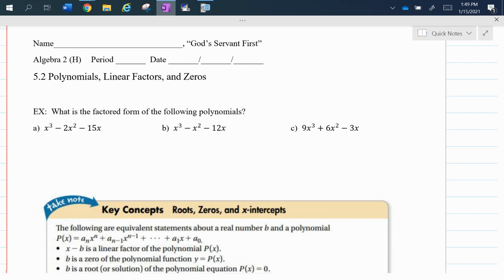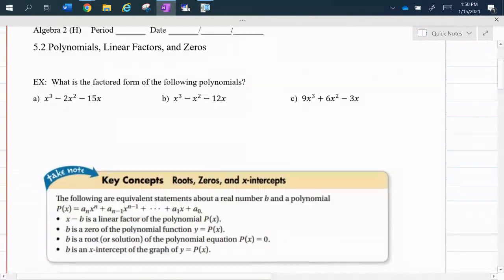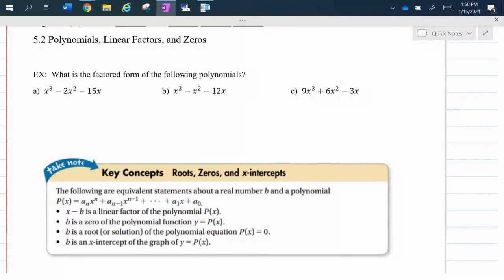We're going to talk a little bit about the relationship between polynomials and their roots and how the factors and the zeros are all related. So before we talk about the relationship, let's remind ourselves a little bit about factoring. I always want to look for a greatest common factor first. And when I factor out a greatest common factor, sometimes I can factor again.